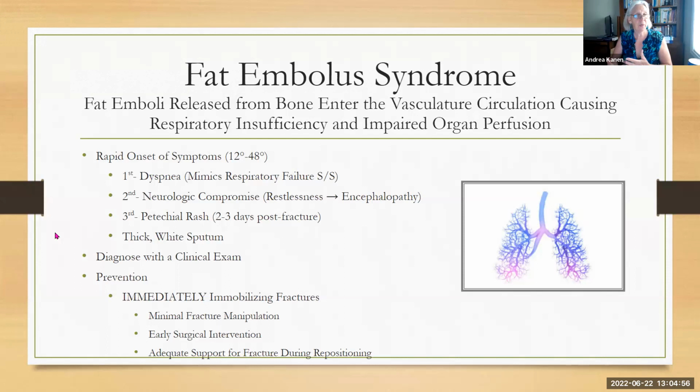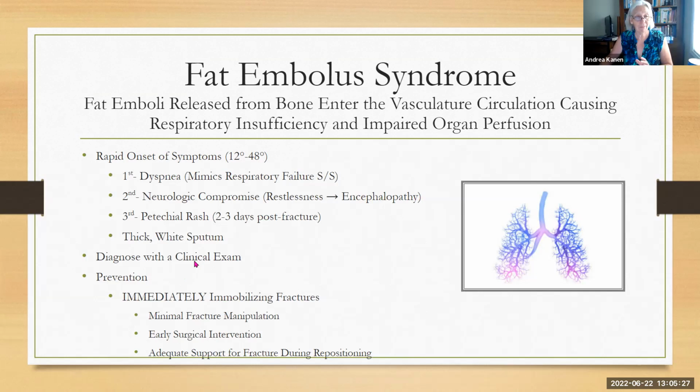So prevention is to immobilize the fracture. The less moving around, the less you have to worry about that. Early surgical intervention, they need to get in there and get that fixed as soon as possible. And then adequate support for the fracture anytime you're having to move people around. All right, so think fat embolism and PE. If you know PE, then you know it's no different than any other PE.